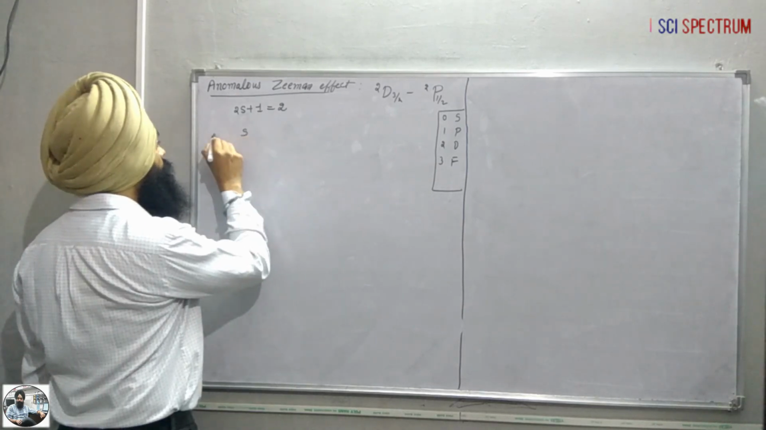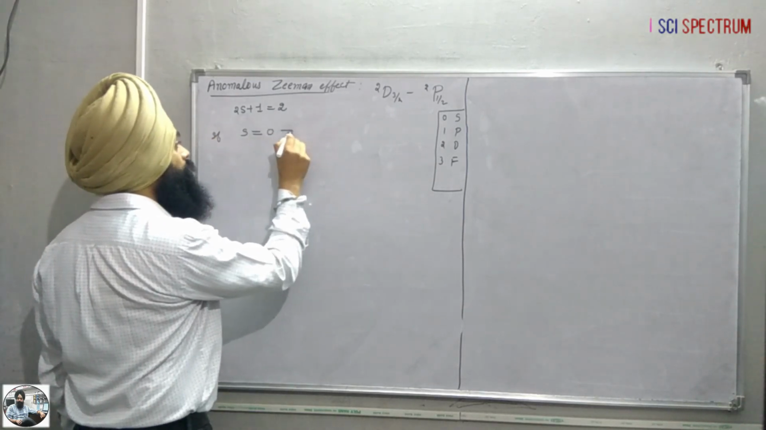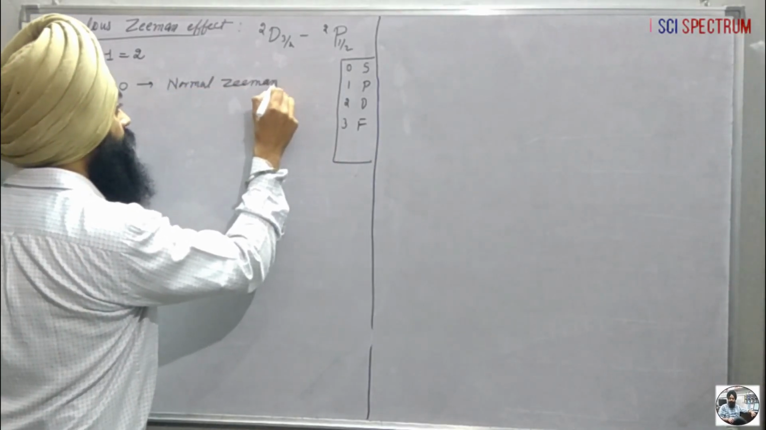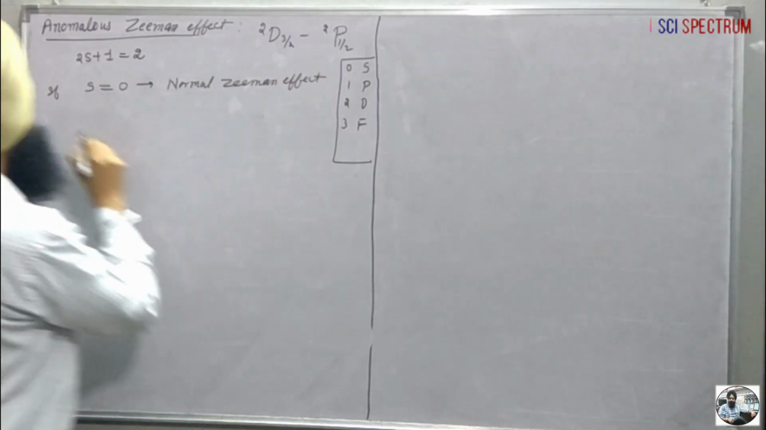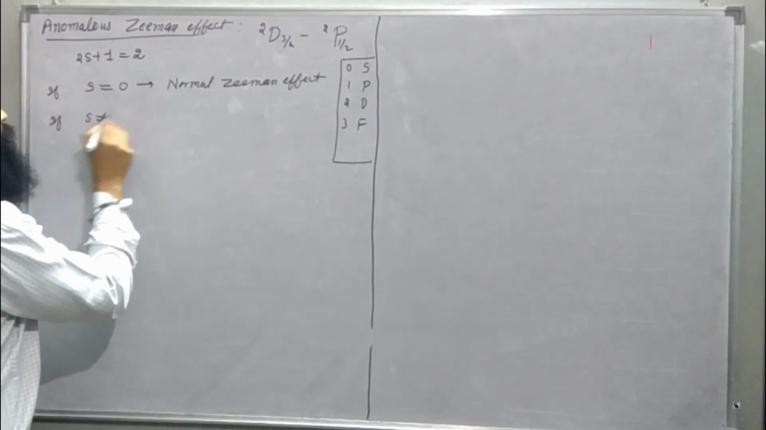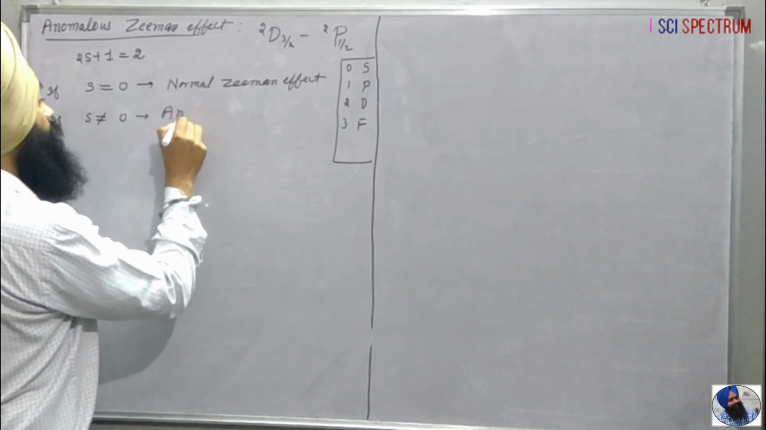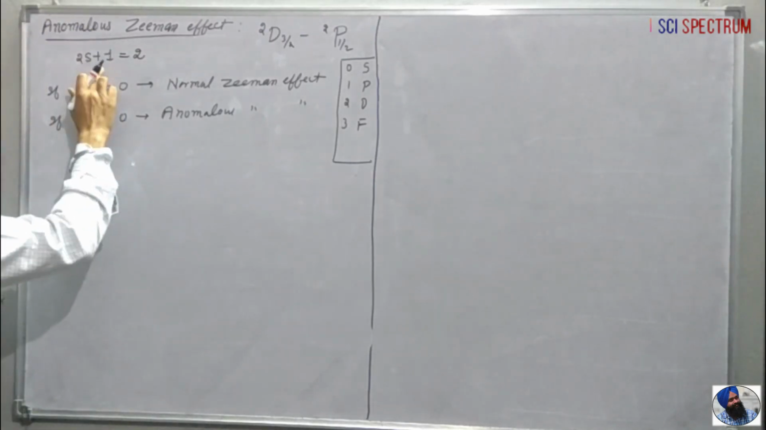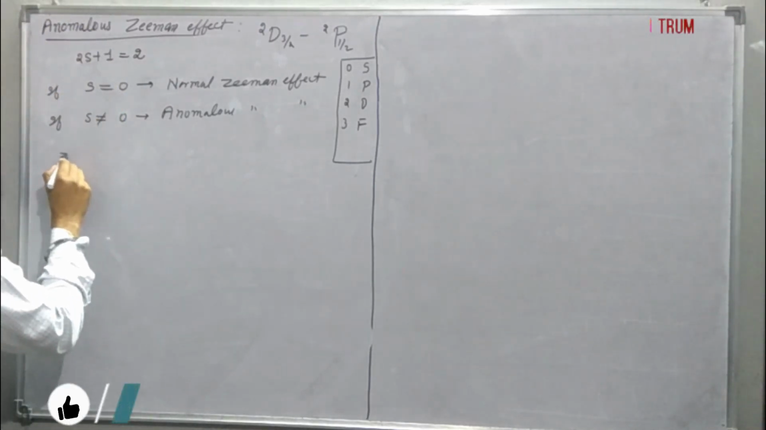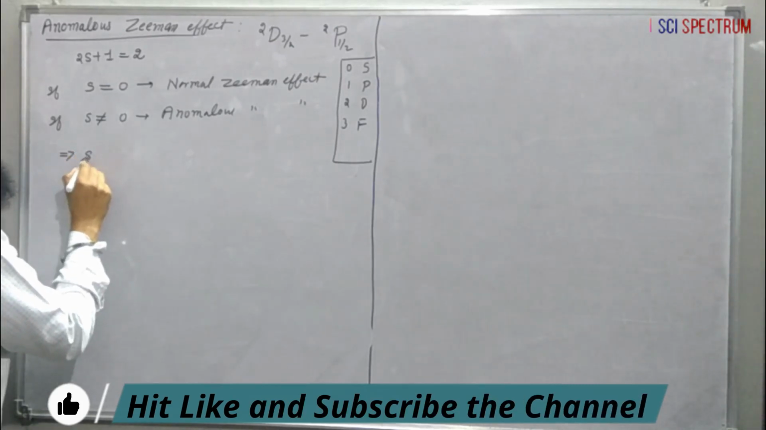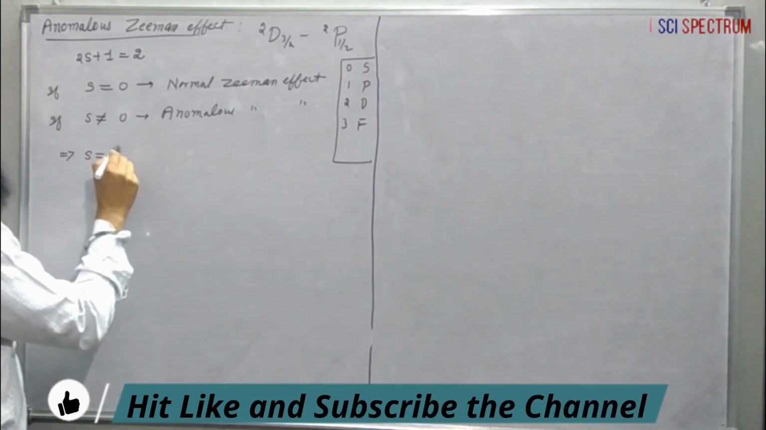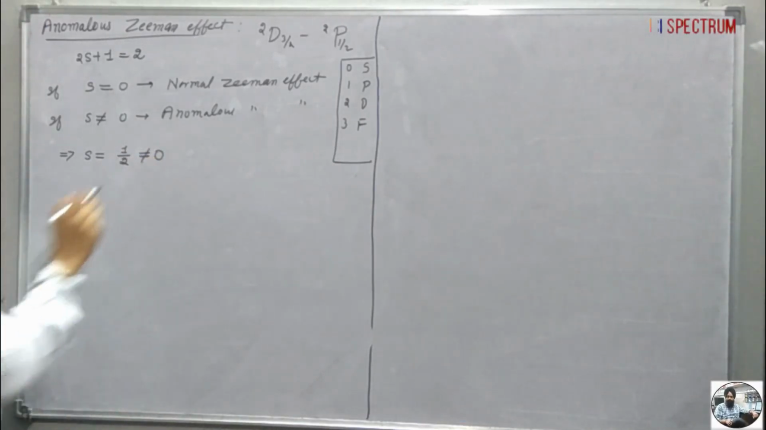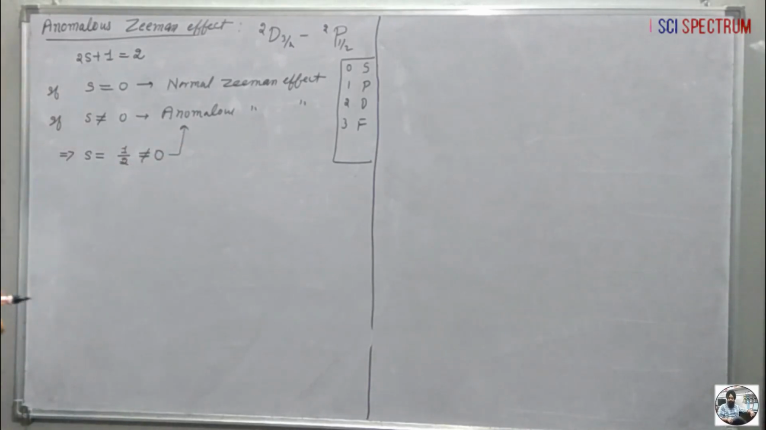If s is 0, then it is normal Zeeman effect. If s is not equal to 0, then it is anomalous Zeeman effect. So from here, we can calculate the value of s. The s comes out to be 1 by 2, which is not equal to 0. So this is the case of anomalous Zeeman effect.